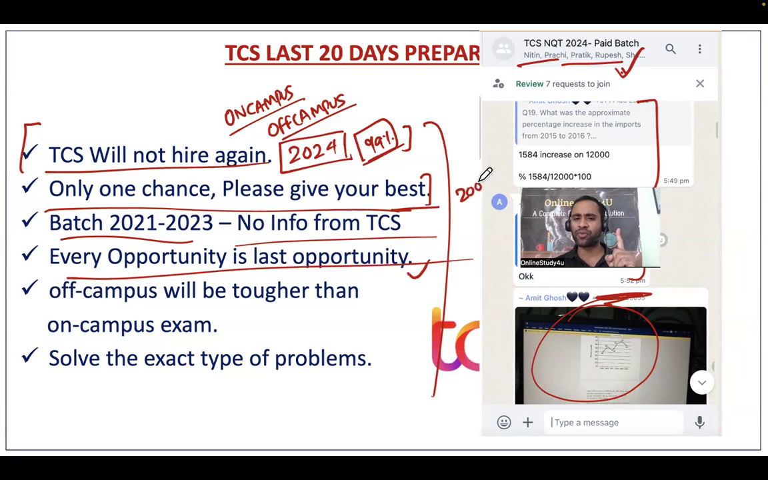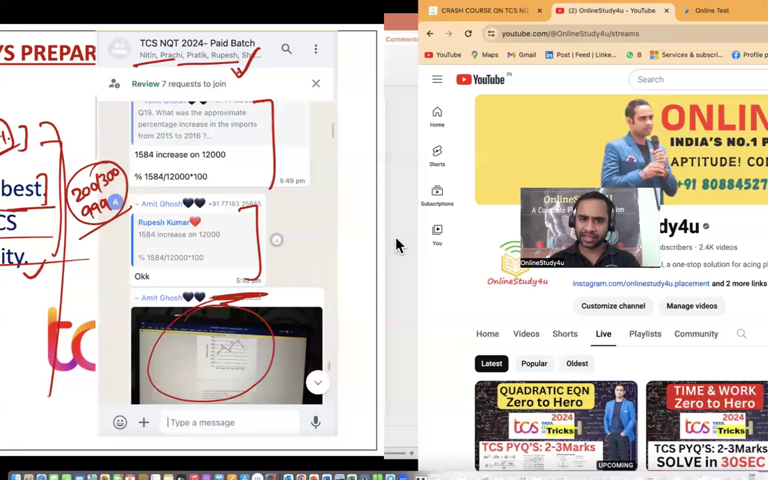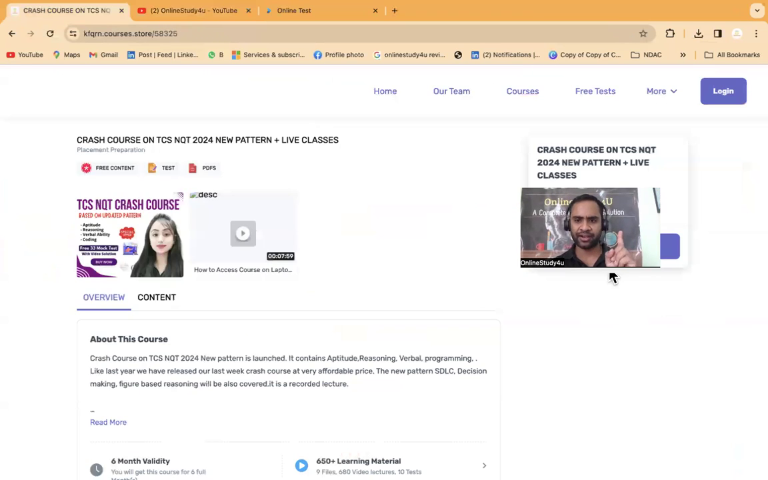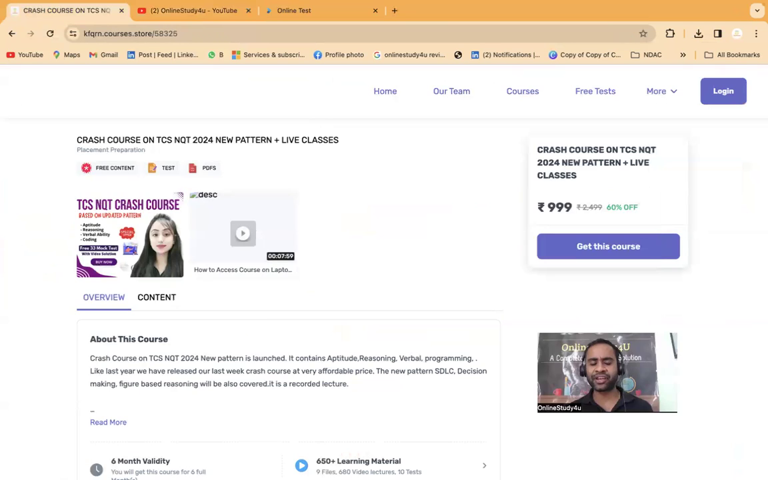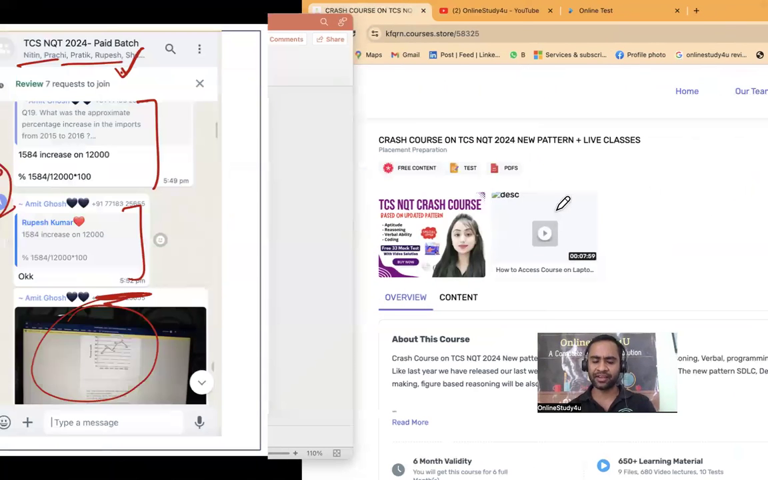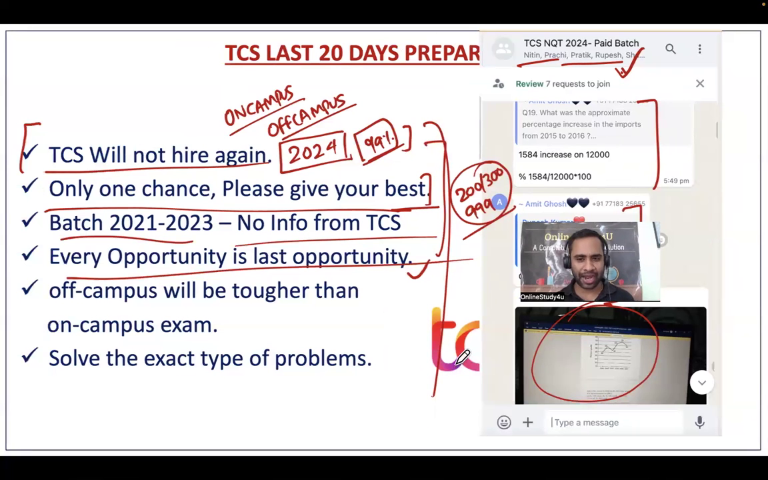If you are thinking for 200 and 300 and 900 rupees, right? Then after this hiring gets over, even if you pay 10,000 rupees for this course, please try to understand, I'm telling you something very genuine. After this TCS hiring is done, even if you pay 10,000 rupees for this course, it will be of no use. The reason is, friends, TCS will not hire again. So please understand this part clearly.